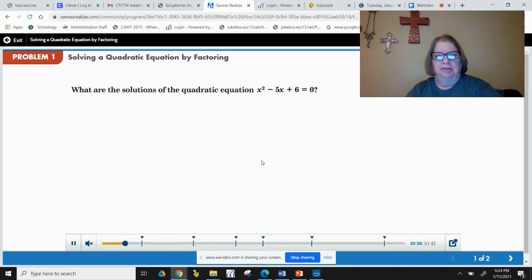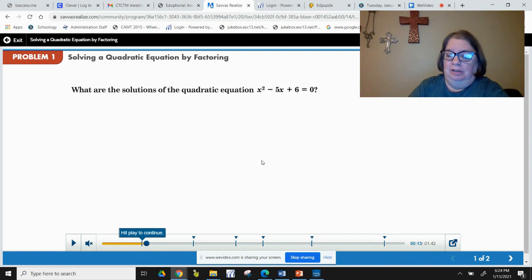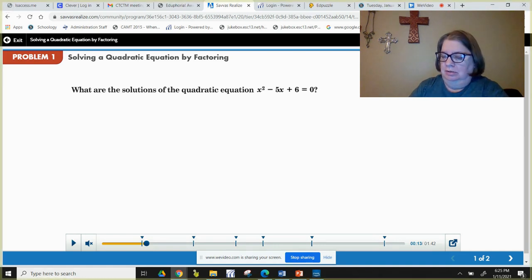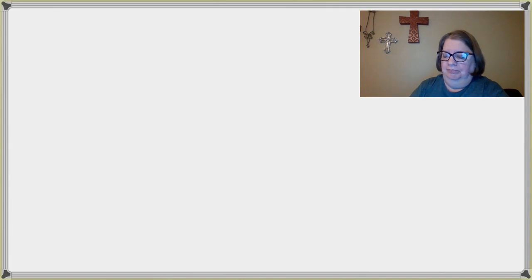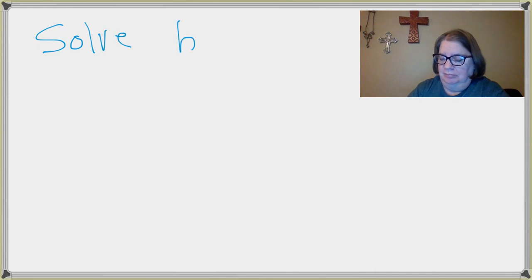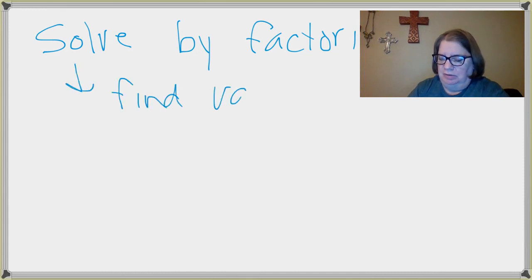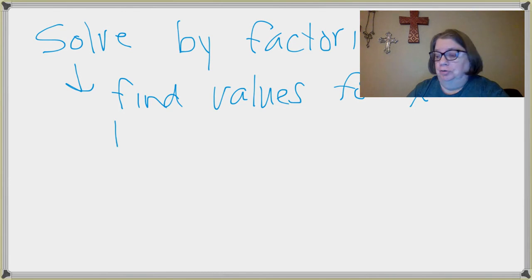In the first semester, we factored quadratic equations, and I told you that it would come back up and we would use it again. And it's coming back up again right now because we're going to use it to solve quadratic equations. When we solve by factoring, this word solve means to find values for x that would make that equation true.